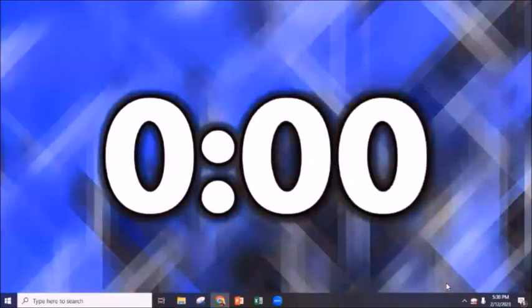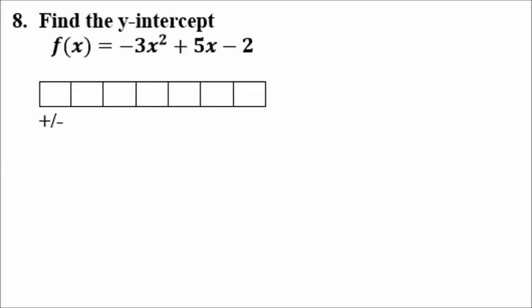All right, time is up. Let's go ahead and take a look at those together. Number 8 is asking me for the y-intercept. If you're looking at the equation and you know that the c value is the y-intercept, you could go ahead and answer this.